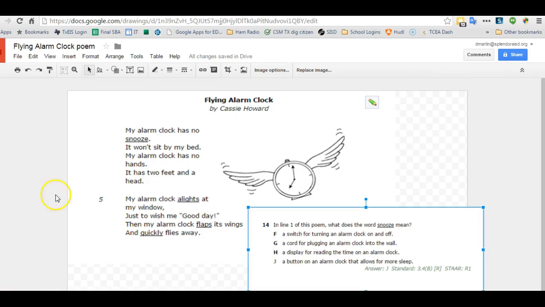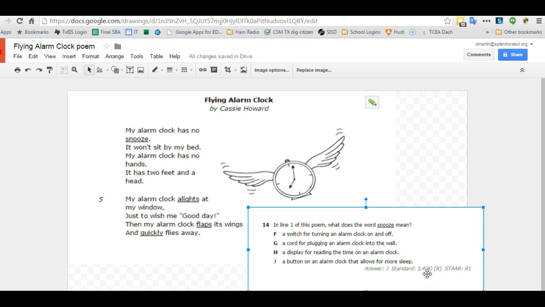Okay, last question. This last question is all about context clues again. Using context to determine the relevant meaning of unfamiliar words, or to distinguish among multiple meanings of words and homographs. And that is what 3.4b is.